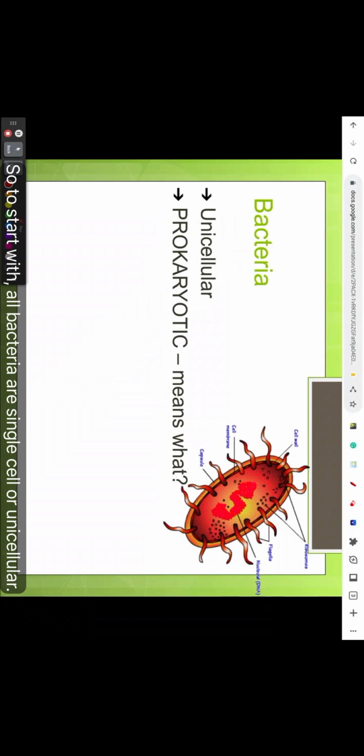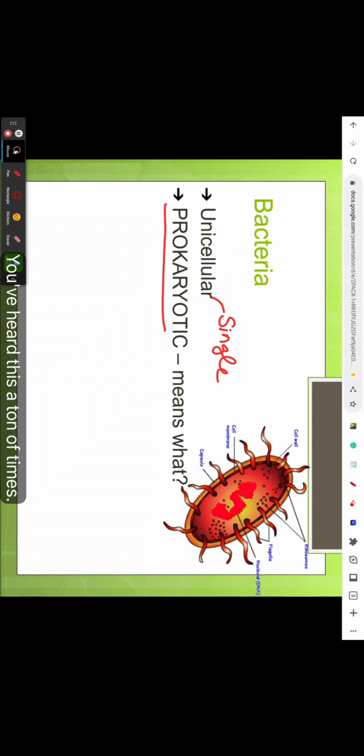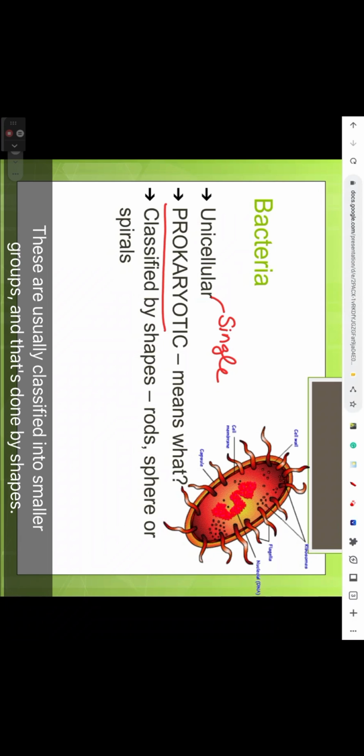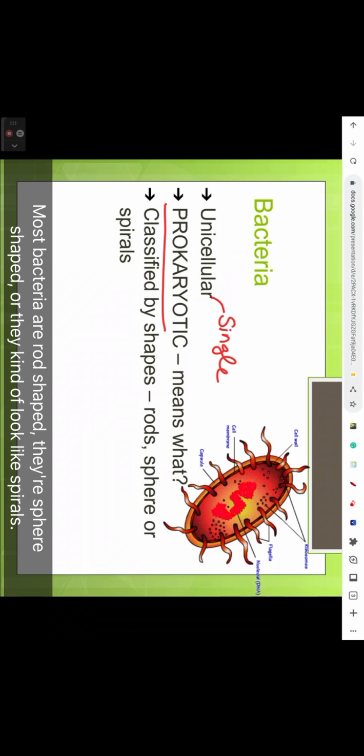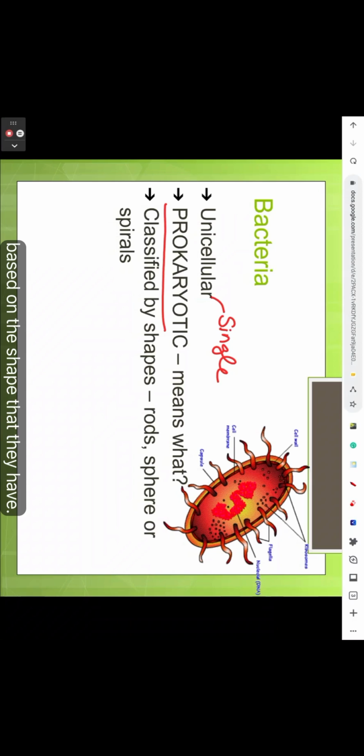So to start with, all bacteria are single cell, or unicellular. They're prokaryotic, which means they have no nucleus. You've heard this a ton of times. These are usually classified into smaller groups, and that's done by shapes. Most bacteria are rod shaped, sphere shaped, or they look like spirals. So once we have that bigger kingdom, we can divide these up into 3 smaller groups based on the shape that they have.